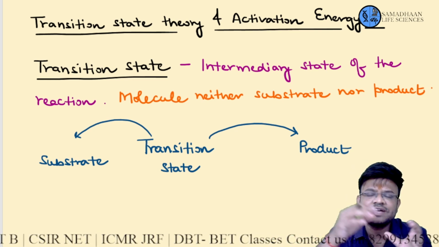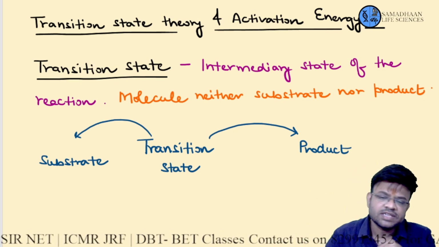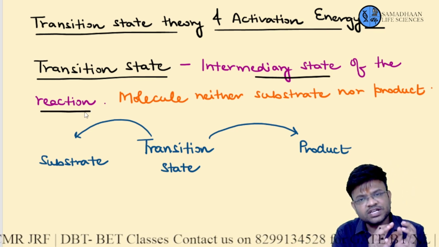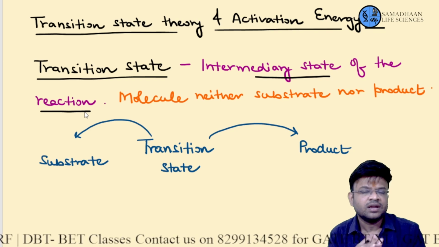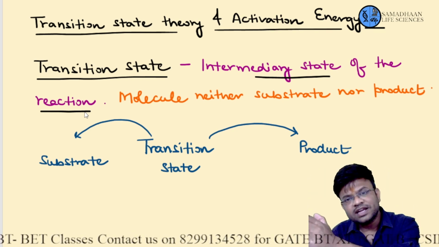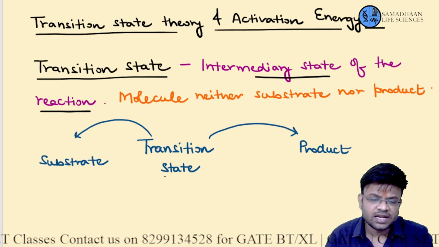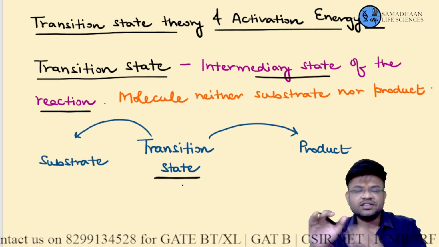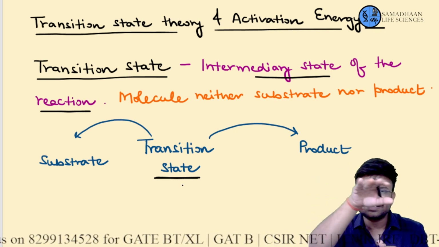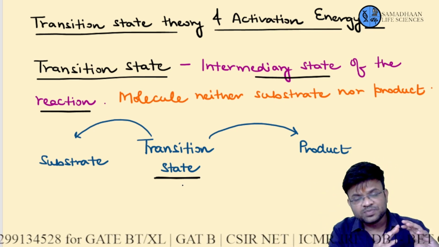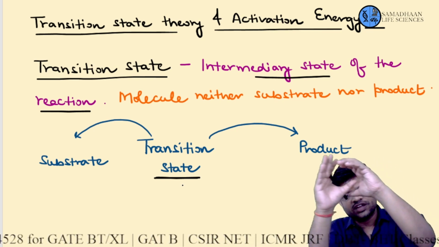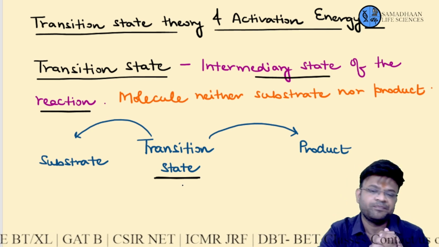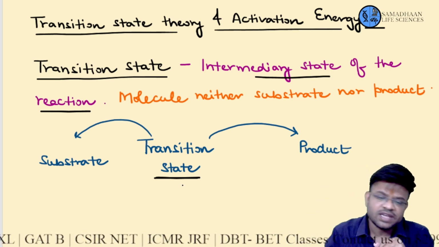Firstly, let us talk about what is a transition state. Transition state is an intermediary state of the reaction. We know that the substrates want to get converted into the product. Now, the substrate cannot directly get converted into a product. There is a transition state in between. Once the substrate reaches this transition state, which is the state present at the highest energy, those substrate molecules that have this much energy reach the transition state, and then only they can form the product. So it is an intermediary stage.